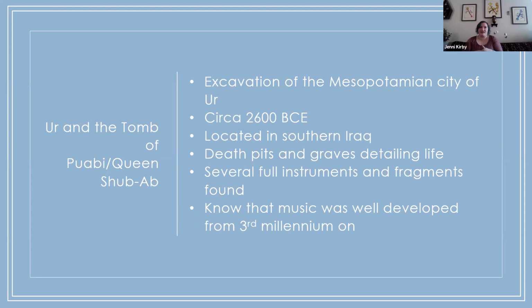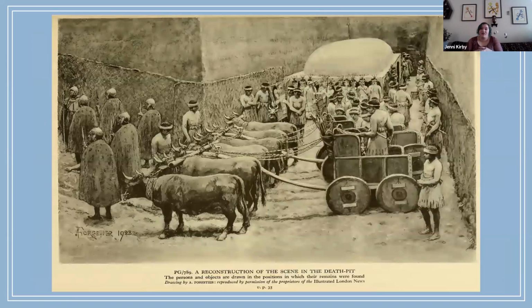Some of the earliest instruments we found are bone flutes, which would likely be somebody kind of fiddling around on their flute. But this is really how we know that music was organized and sort of starting on that path to what we have today. So here's a reconstruction that was made in the 1930s when the tomb was actually found. They took how they found the bodies arranged, and they made a painting of this funerary procession.